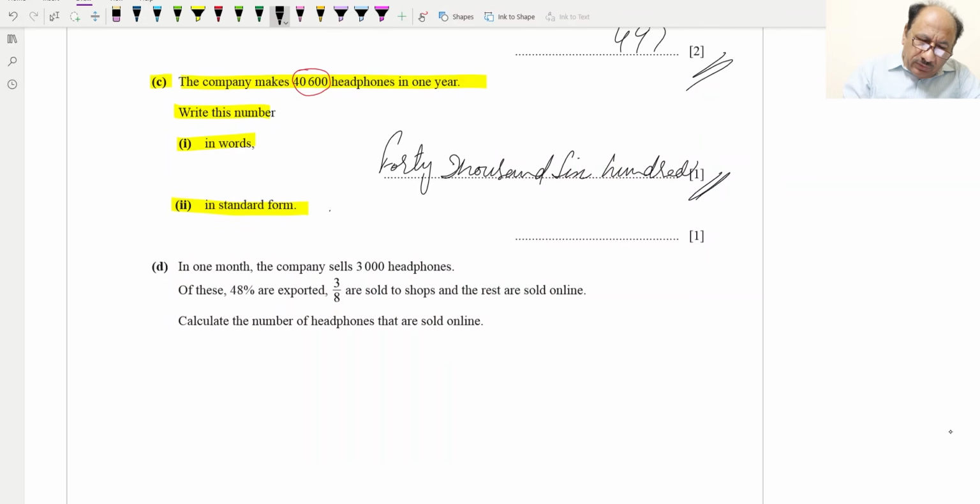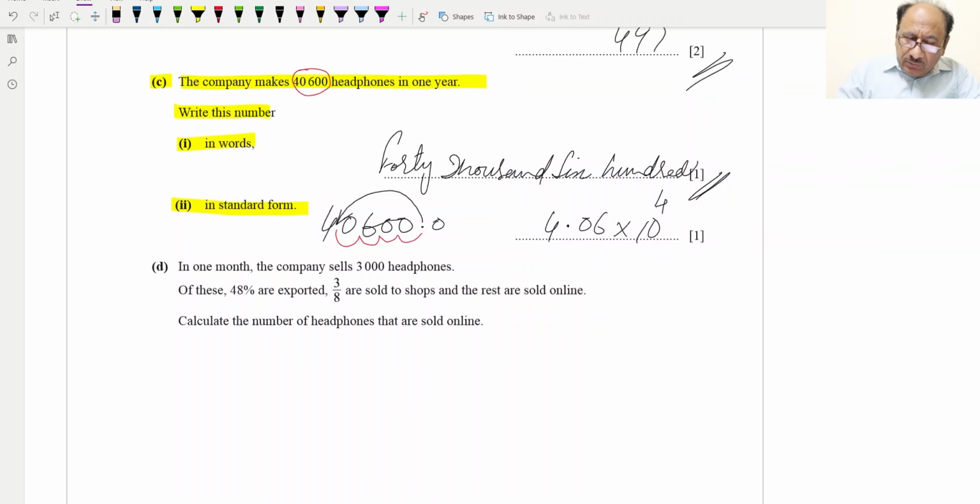Then they are asking for standard form. In standard form, we write 40600 as 40600.0, and the decimal we have to shift to after the first non-zero number over here. So how many jumps will we take? 1, 2, 3 and 4 jumps. So we can write 4.06 times 10 raised to the power 4. If we are jumping to the left, it will be a positive power. If we are jumping to the right, it will be a negative power. So this is the 1 mark question which we have done.